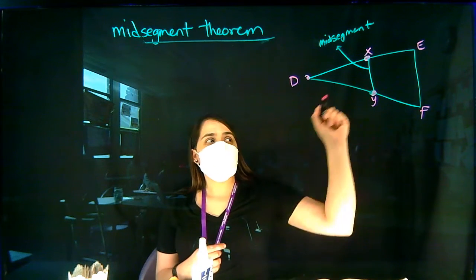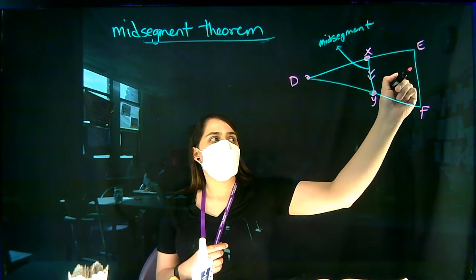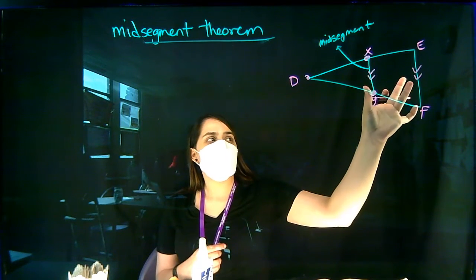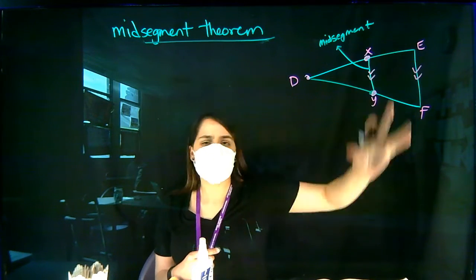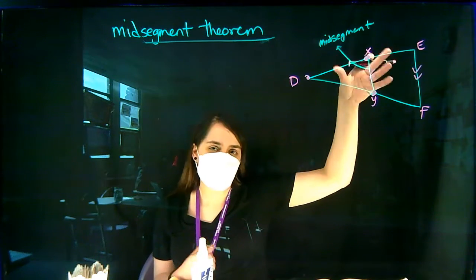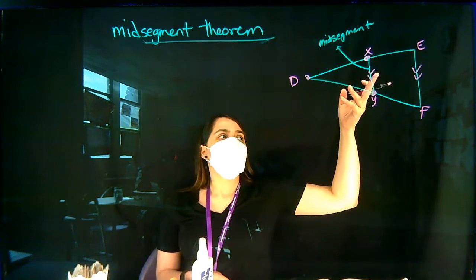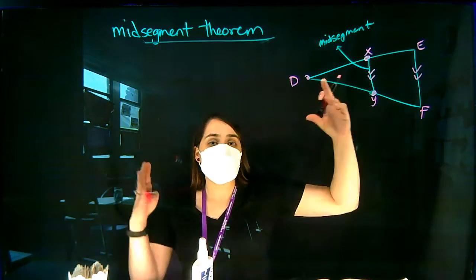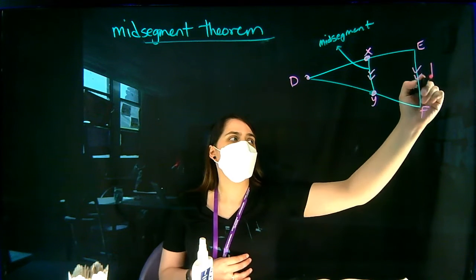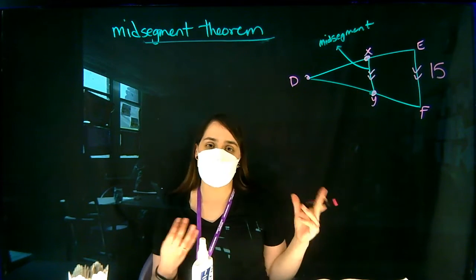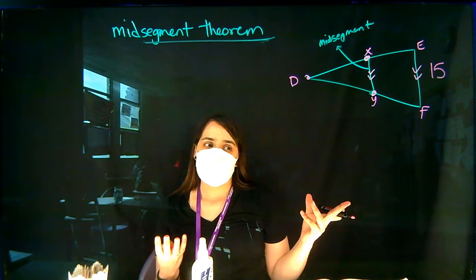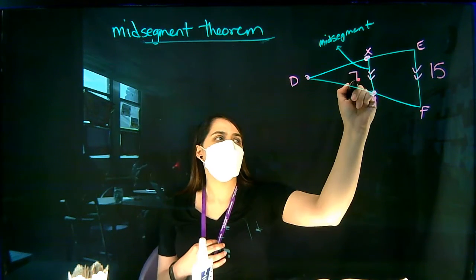You also know that the mid-segment is parallel to the base of the triangle. So these two lines, they're parallel. That means if I extend them to infinity and beyond, they're never going to intersect. We also know that the mid-segment is half of the base. So if we know the base is 15, what's the mid-segment equal to? 7.5, because it's half the base.